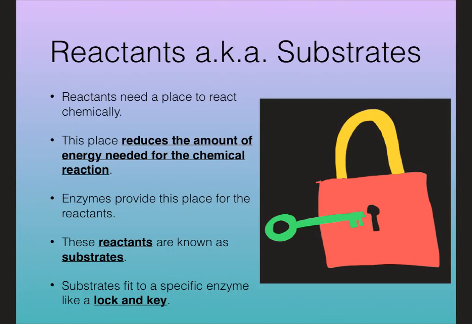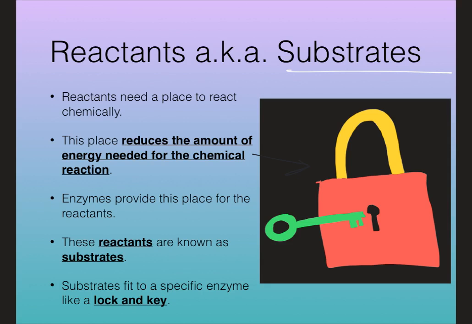Now let's look specifically at the reactants of the chemical reaction. When we're talking about enzymes, these are also known as substrates. That's the word we're going to start using. So instead of saying reactants when we're referring to enzymes, we're going to use the word substrate. Reactants do need a place to react chemically, and this place reduces the amount of energy needed for the chemical reaction to take place. Enzymes will provide this place for those reactants. Again, the reactants are known as substrates, and substrates fit into specific enzymes like a lock and a key, which is why I have this picture right here.